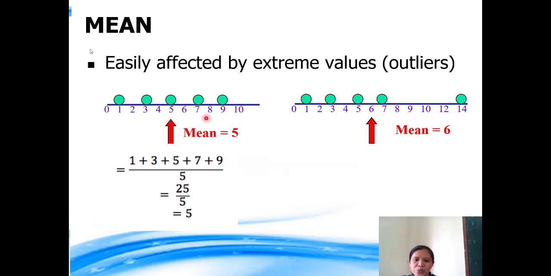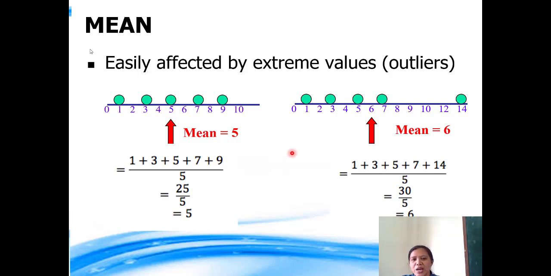So we have here two diagrams to represent what we call the data set. We have 1, 3, 5, 7, 9 for the first diagram, and to compute the mean of these 5 numbers or scores, all you have to do is to get the sum divided by the number of scores. So we have divided by 5, so the mean here is equal to 5.